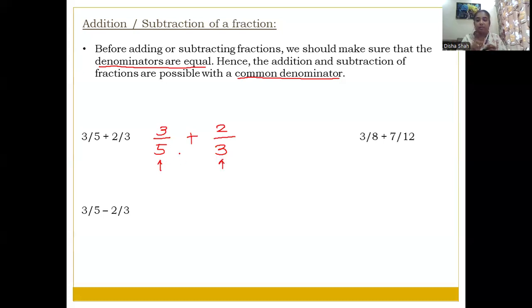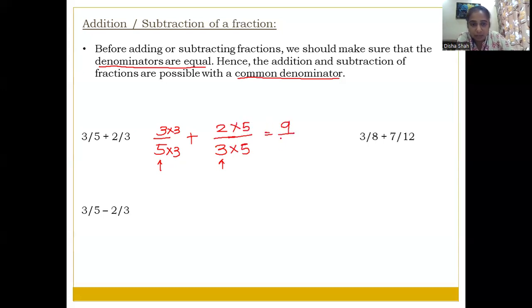So what we will do, we will take the LCM of 5 and 3. LCM of 5 and 3 is 15. So we will make the denominator 15. ठीक है, इसको 15 बनाने के लिए 3 से मल्टीप्लाई करेंगे, तो इसको भी 3 से करना है. एंड यहाँ पर 3 को 15 बनाने के लिए वी हैव टू मल्टीप्लाई बाय 5. सो हियर आल्सो विल मल्टीप्लाई बाय 5.